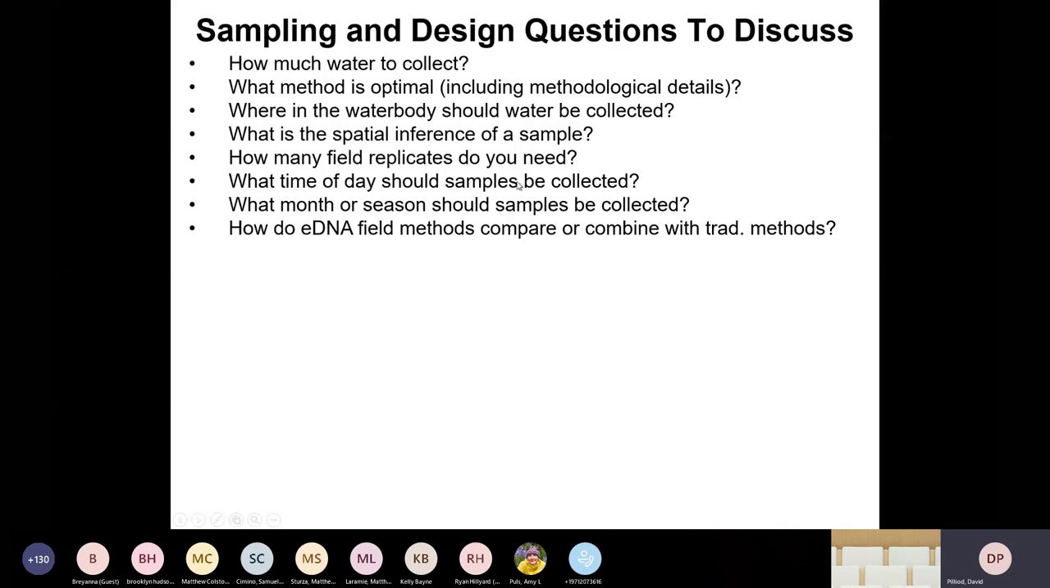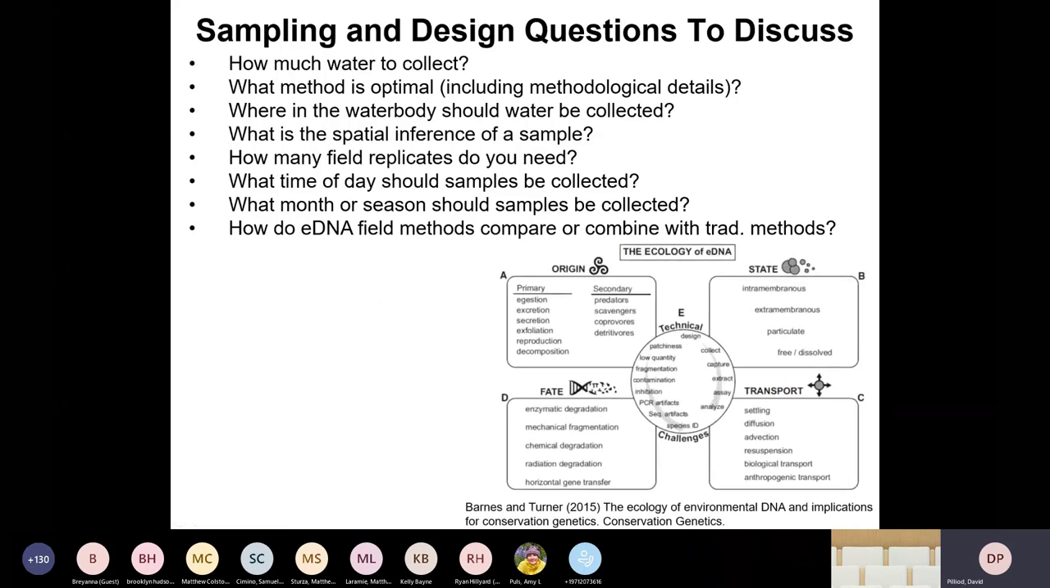How many field replicates do you need? What time of day should samples be collected? What month or season should samples be collected? I mean, that all could relate to the biology of the animal, but also the environment. How do eDNA field methods compare or combine with traditional methods? You know, a lot of this stuff is not necessarily replacing, but complementing traditional methods.